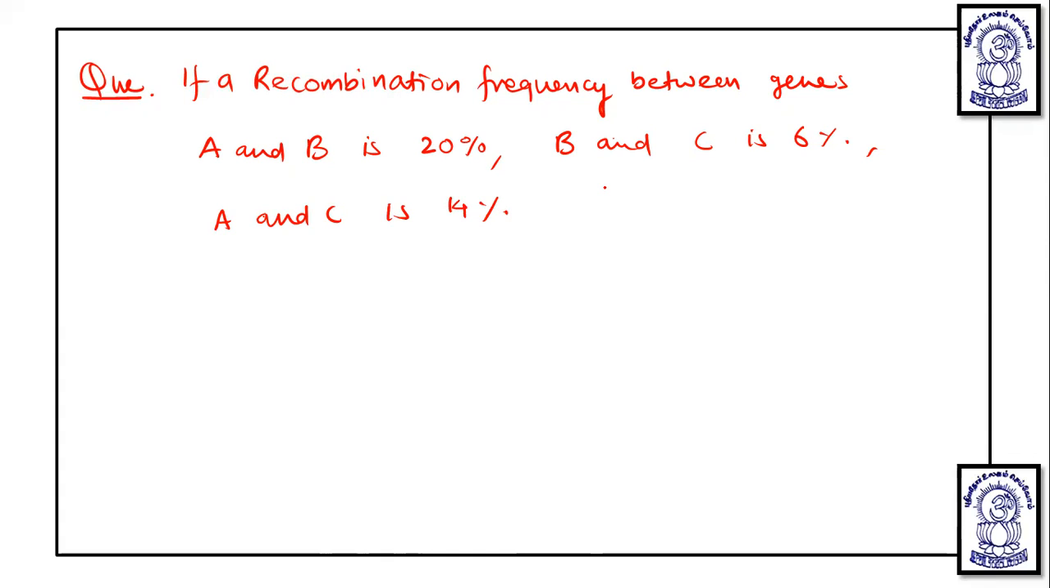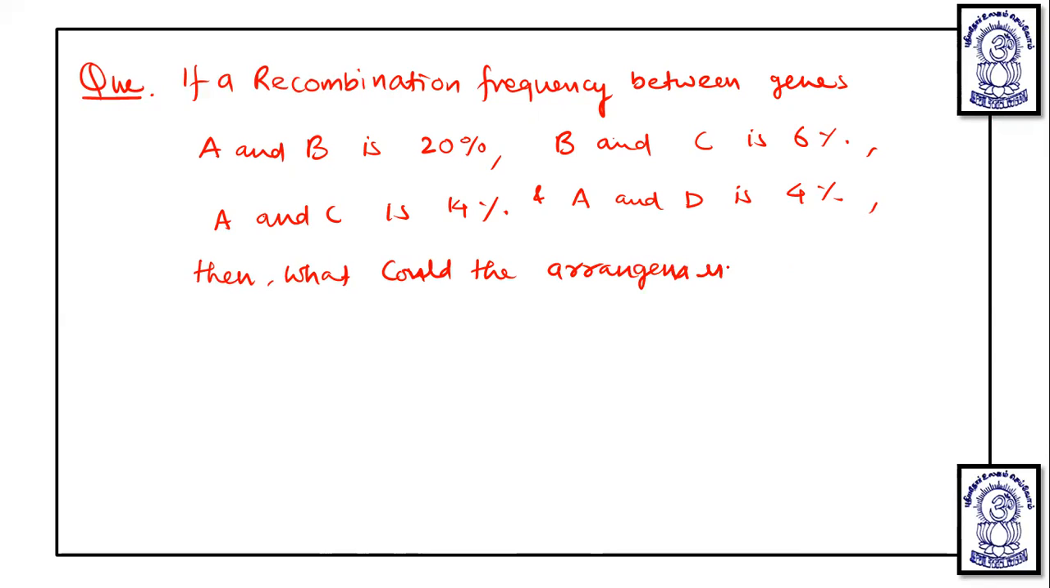and A and D is 4%, then what could be the arrangement of linked genes on a linkage map?